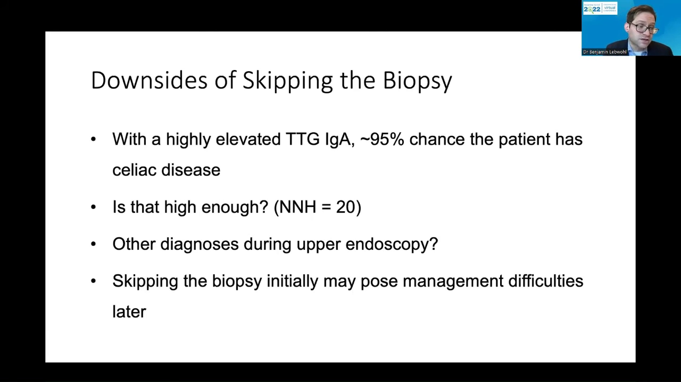There's also some concern that some diagnoses might be skipped during the upper endoscopy. If we skip the endoscopy, we might miss certain kinds of gastritis or esophageal disorders. And skipping the biopsy might pose management difficulties in the long term. If someone skipped the biopsy initially, they feel better after they start a gluten-free diet, and then 3 years later, they start feeling ill, and they're on a strict gluten-free diet, and then we do a biopsy, and everything looks normal. We don't know if everything looks normal because they have well-treated celiac disease with some other cause of their symptoms, or maybe they never had celiac disease to begin with.